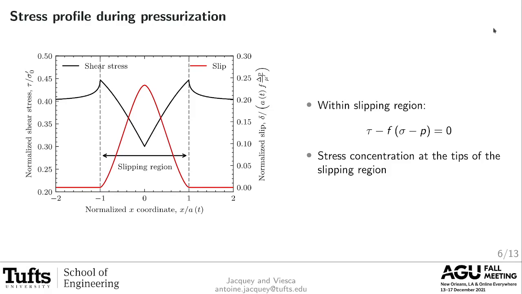During the pressurization, we can also have a look at the shear stress profile, here in black, and the slip profile in red. Within the slipping region, which propagates away from the injection point, the shear stress is equal to the shear strength with a constant friction coefficient. And we also have some high values of shear stress at the tip of the slipping region.